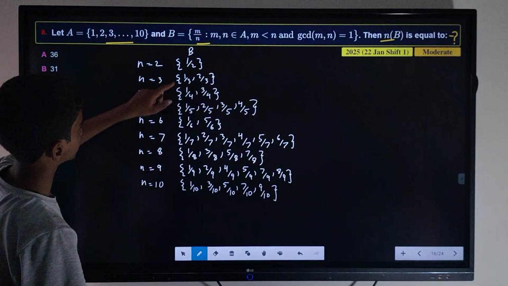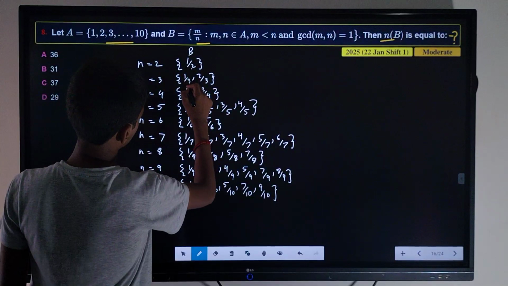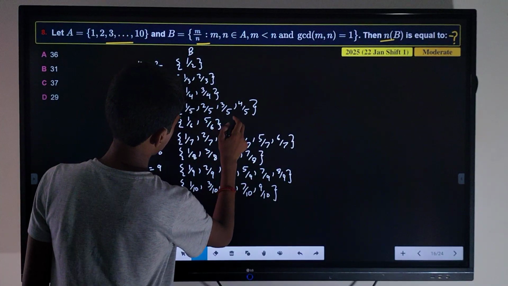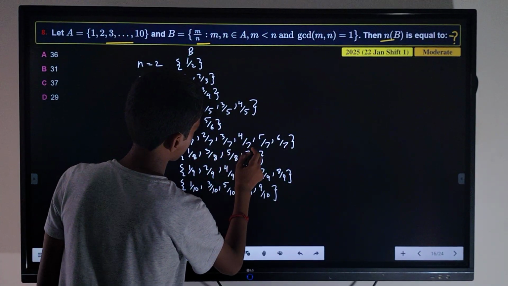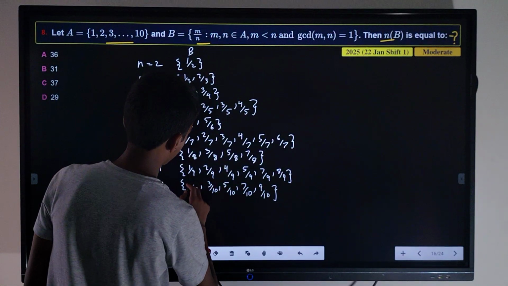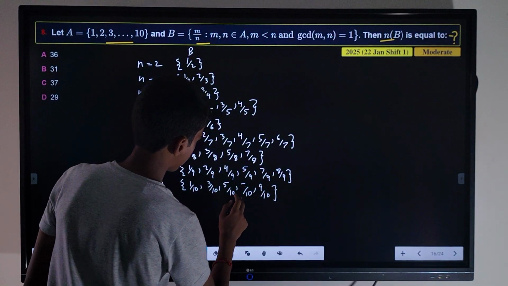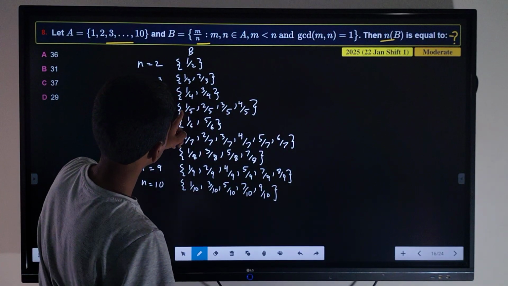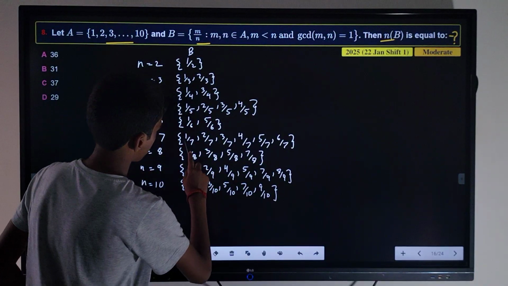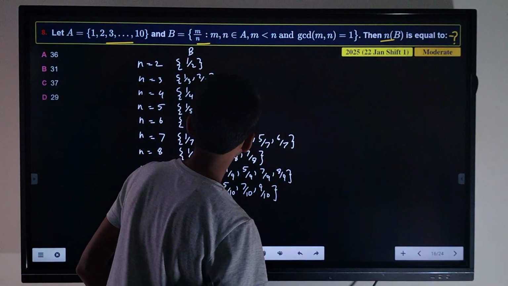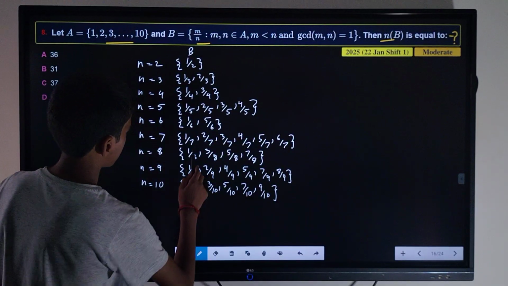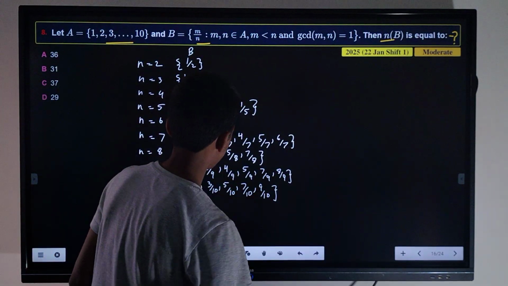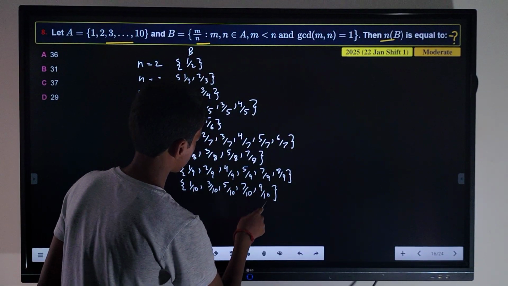Let's count the number of elements. 1, 2, 3, 4, 1, 2, 3, 4, 5, 6, 7, 8, 9, and so on, counting up to 31, and then again, wait a minute, up to 32.